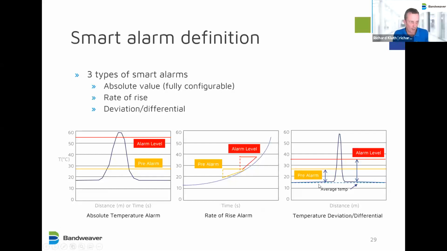And finally, the temperature deviation or differential alarm. This triggers when there's a temperature peak within a zone that deviates from the average value. Again, this can trigger much earlier than the absolute value, but also can trigger when rate of rise may not. If you have a small fire which is too slow to trigger the rate of rise, this can be a very powerful addition to the smart alarm portfolio.